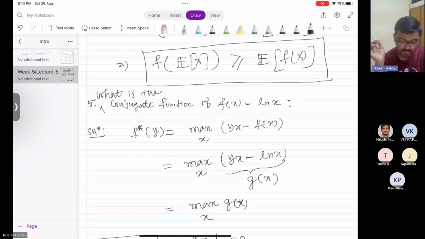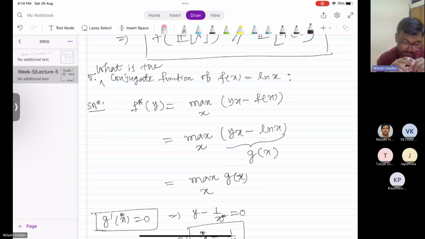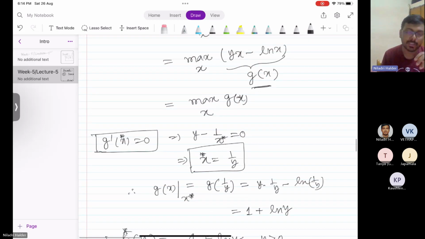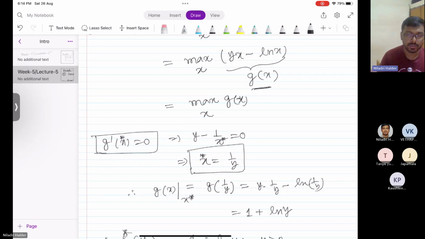Now what is the conjugate function of f(x) equal to ln x? The conjugate function is f star of y equal to the maximum of yx minus f(x) with respect to x. Actually, we need to maximize this g(x) with respect to x. Maximize means we need to differentiate this g(x) and put g prime of x equal to 0. Then we can find this x star, where x star is the optimal x.